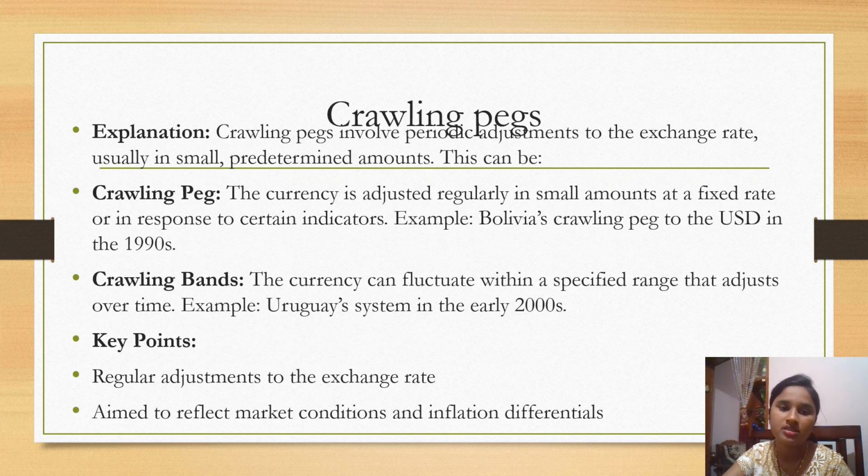Crawling pegs. Explanation: a crawling peg involves periodic adjustments to the exchange rate, usually by small predetermined amounts. The currency is adjusted regularly in small amounts at a fixed rate or in response to certain indicators. Crawling bands: the currency can fluctuate within a fixed range that adjusts over time. Key points. Regular adjustments to the exchange rate aimed to reflect market conditions and inflation differentials.